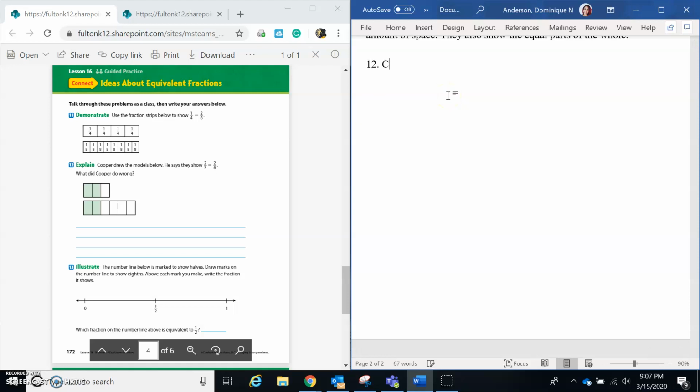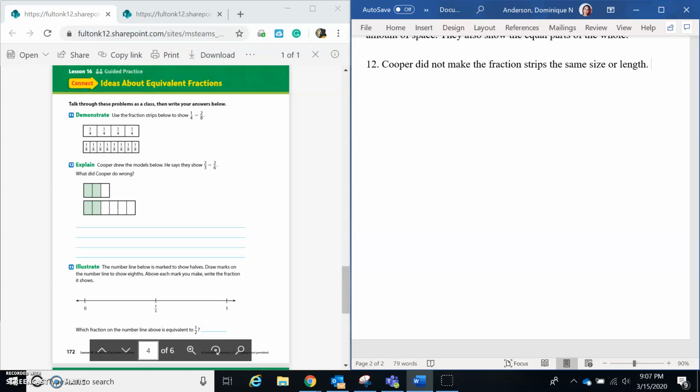We're going to put Cooper did not make the fraction strips the same size. That's all you need. That's all they asked. What did he do wrong? Cooper did not make the fraction strips the same size. We'll say or length.